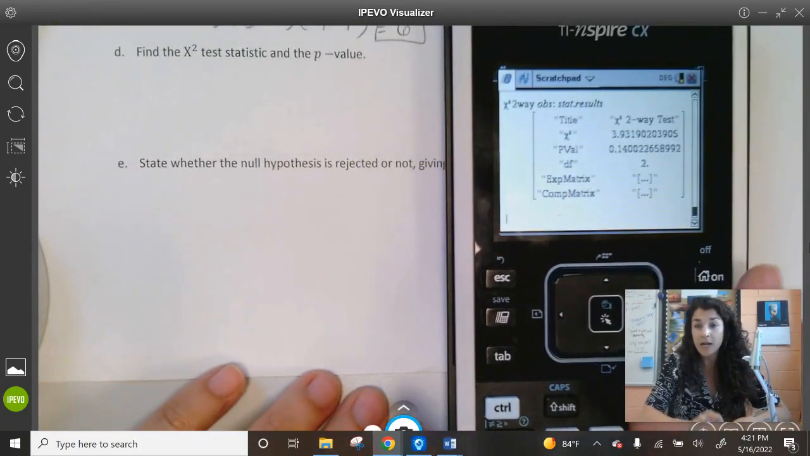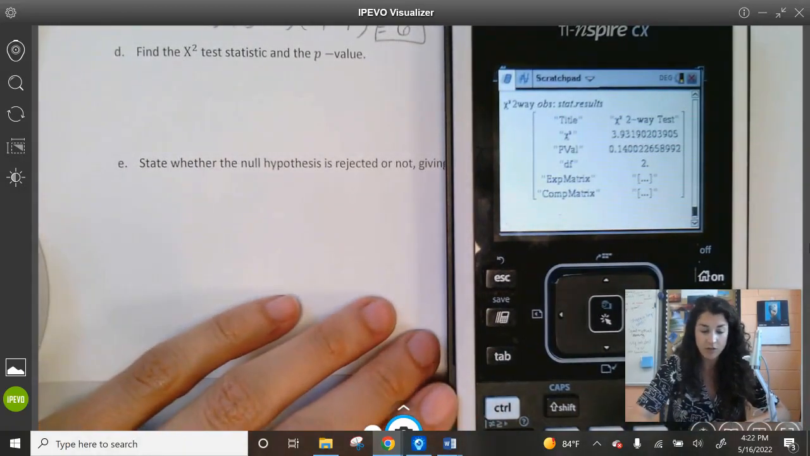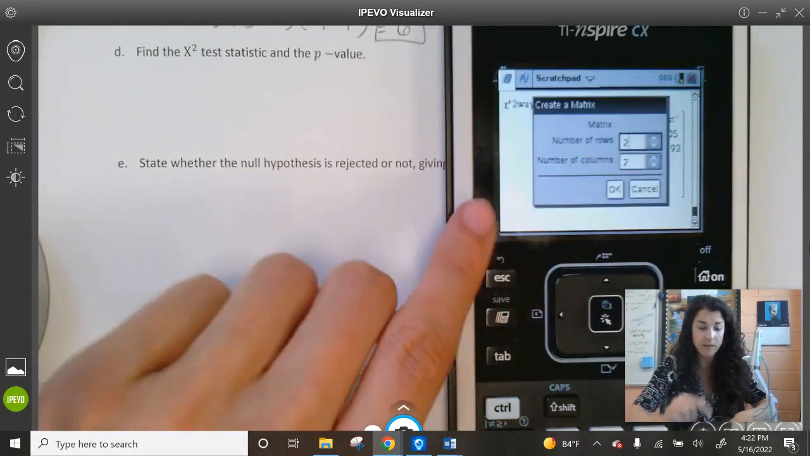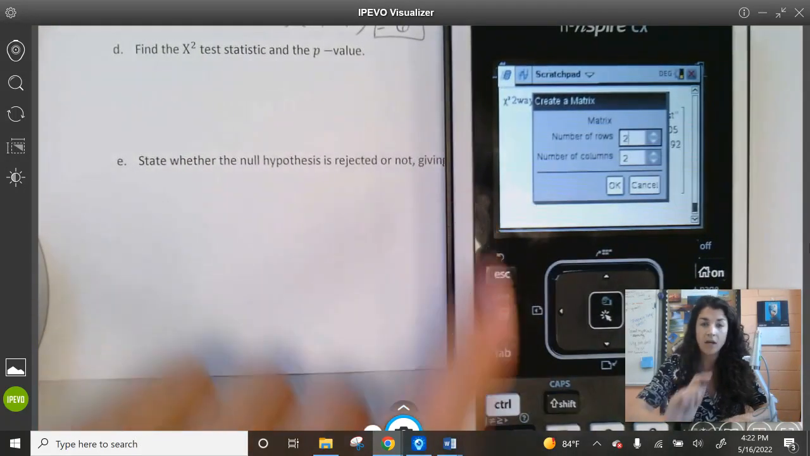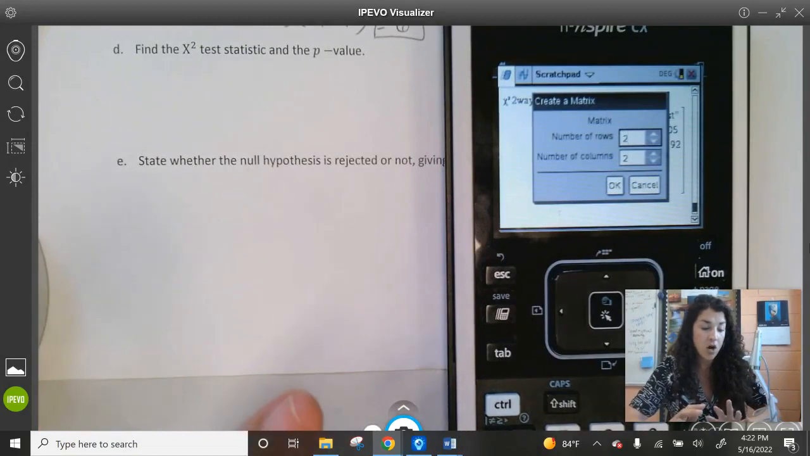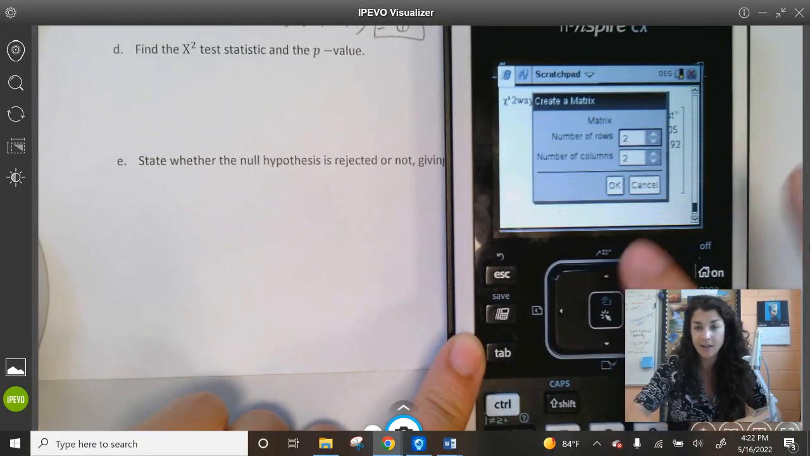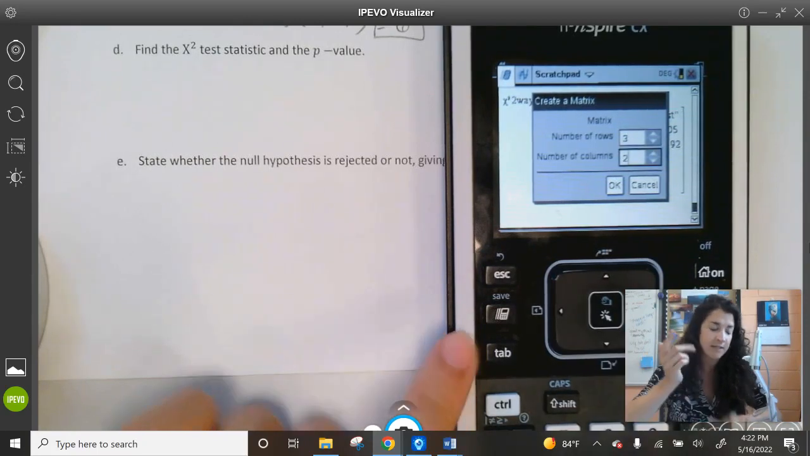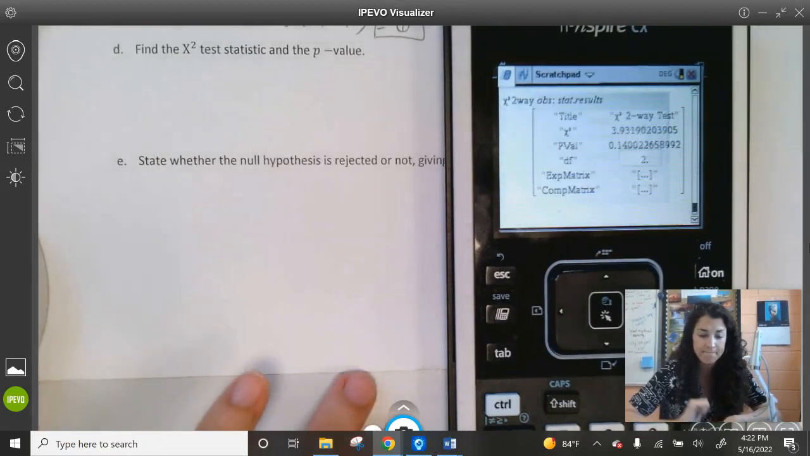So our chi-squared goodness of fit test needs to start with making a matrix. So menu, matrix, which is 7, create matrix. Number of rows. There are 3 rows. This is one of those things that if you press down automatically, it goes down to 2. So just be aware of that, you have to press right 2 times and then press down. It's annoying, but it's just what's going on. There's 4 columns. Again, we do not include the totals in this. We just put in the observed frequencies.